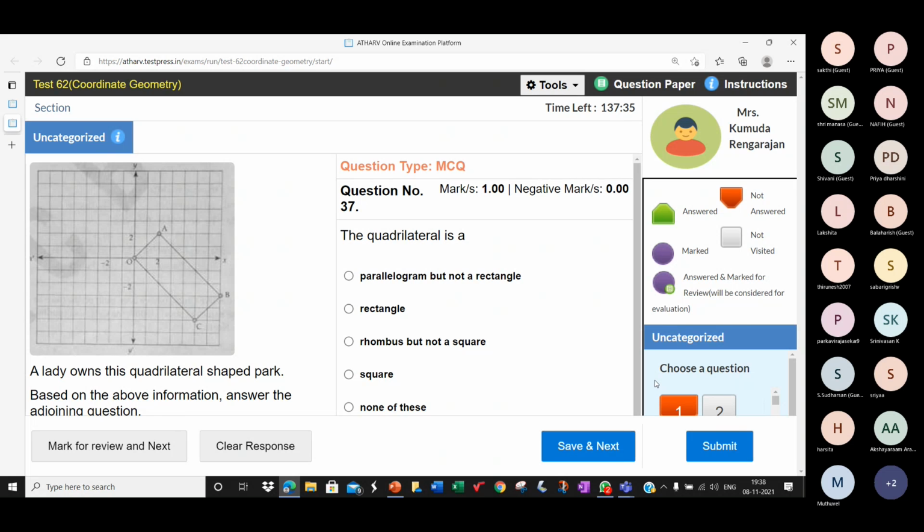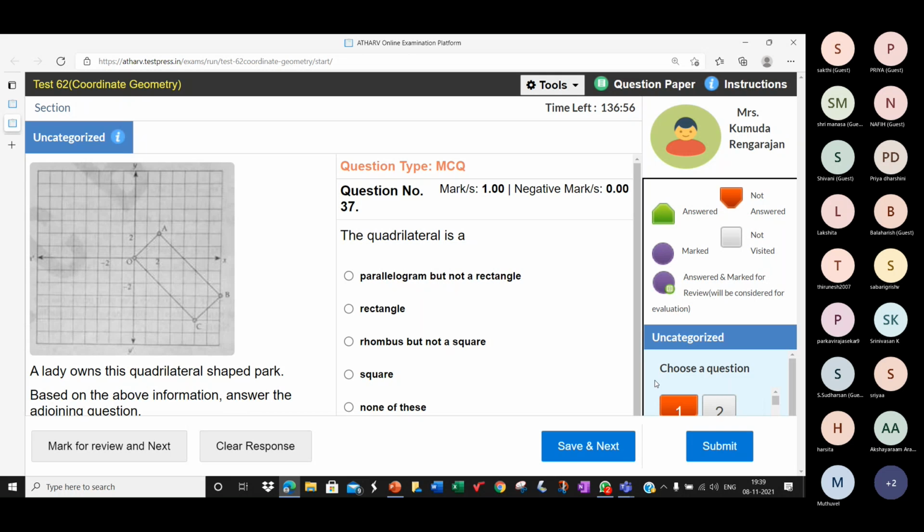If only opposite sides are equal and diagonals are unequal, then it's a parallelogram. Perfect. When both pairs of opposite sides are equal, but the diagonals are unequal, diagonals have different lengths, then the quadrilateral is a parallelogram but not a rectangle.